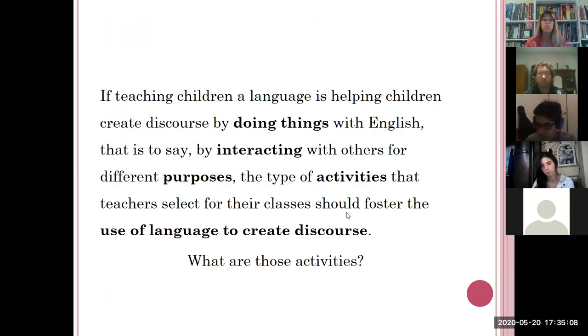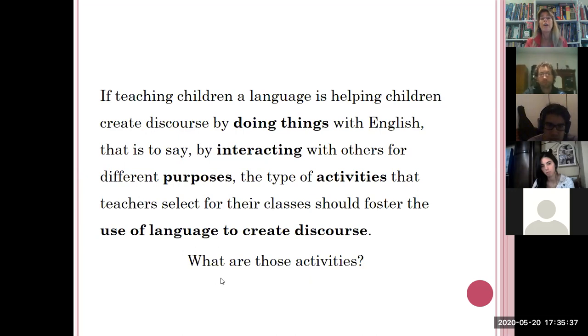So if teaching children a language is helping children to create discourse by doing things with English, remember, kids or adolescents or our students need to do things with English. That is to say, they need to interact with others for different purposes. The type of activities that teachers select for their classes should foster the use of language to create discourse.